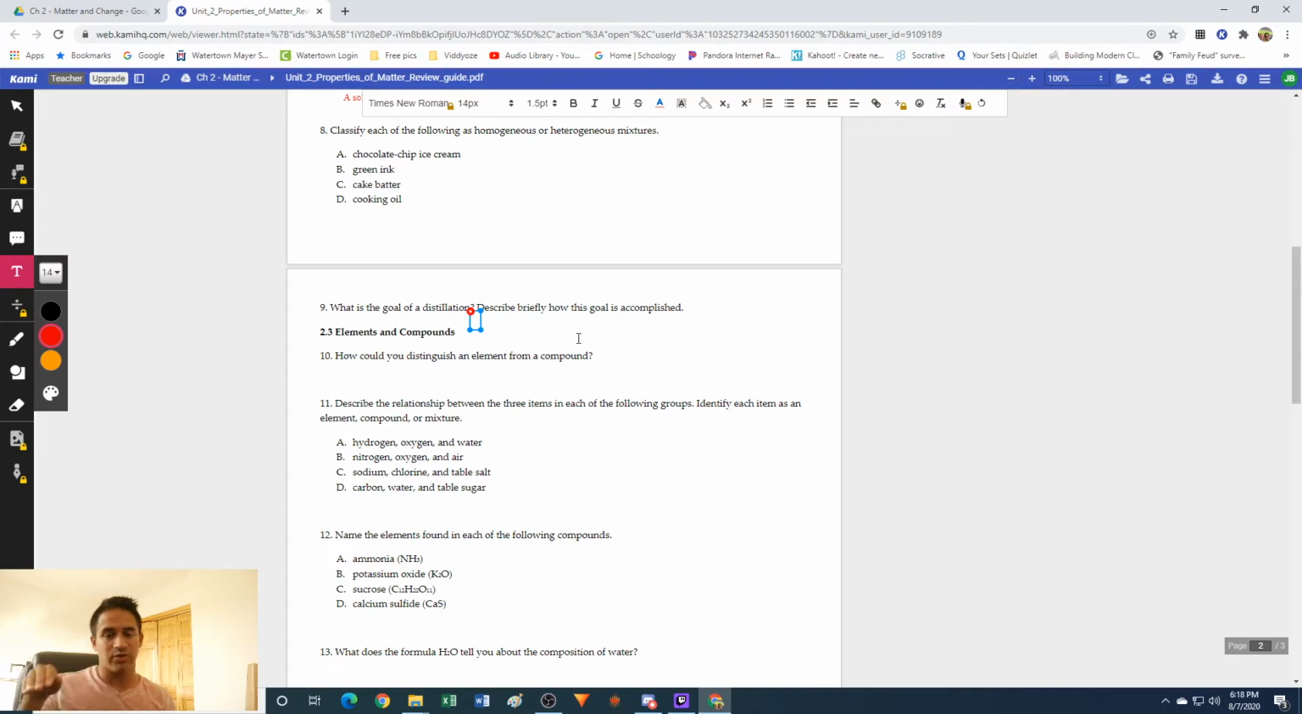And because each liquid boils at a different temperature, one will boil first and turn into a gas and then condense, and we can collect it. Then the next one will boil later, and it will condense, and we can collect it, and just keep on doing that until all of them have been separated. So basically, we'll say the goal of a distillation is to separate out liquids from each other.